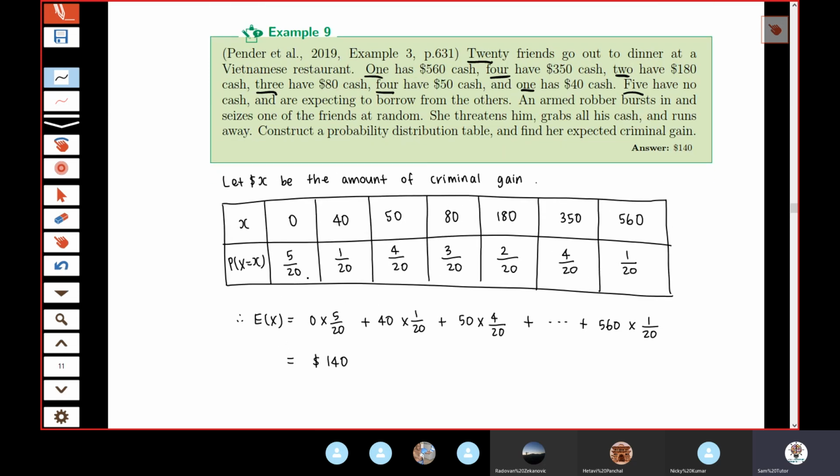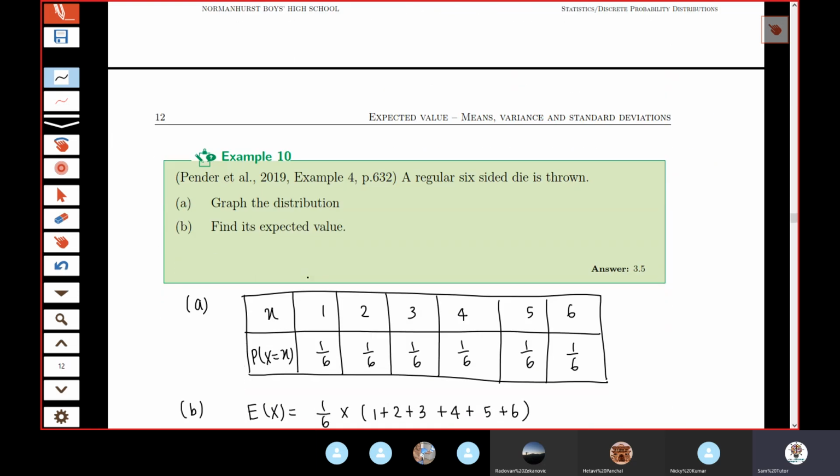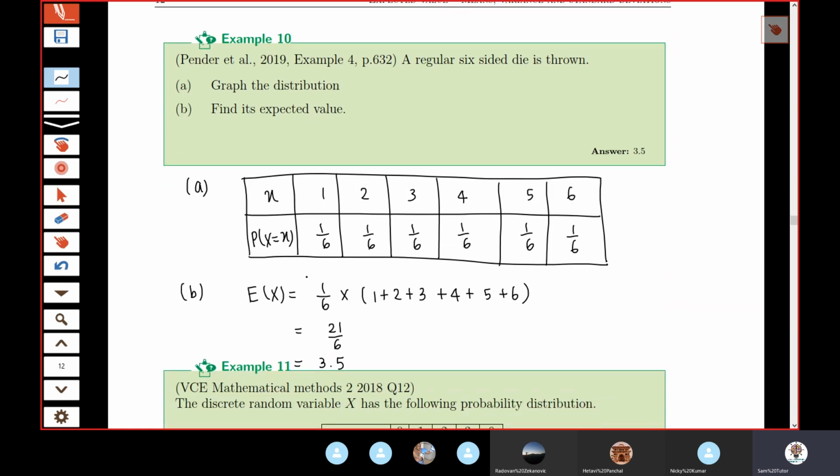Has anyone done this at school yet? Yeah, I have. Oh, yeah? Yeah. And so this is easy now, second time round? Yeah. Yeah, it is easy. Cool. All right.